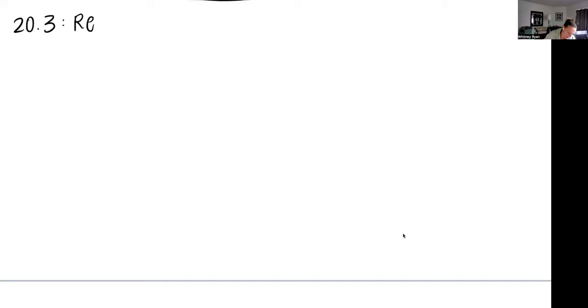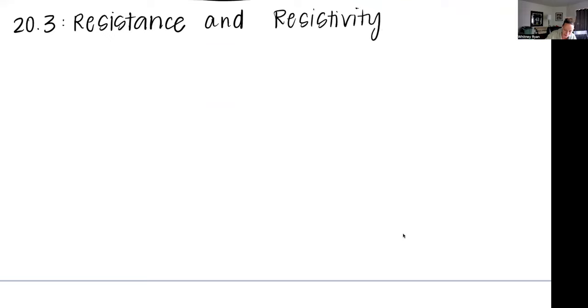20.3 is definitely just a plug and chug section. Sometimes I skip it, sometimes I don't. But they're just plug and chug problems. They're useful in the real world, definitely, and it helps with materials and understanding resistance. But after you do the problems from 20.3, or we move on to the rest of chapter 20, you won't see this again. This isn't something that we're going to have to take with us.